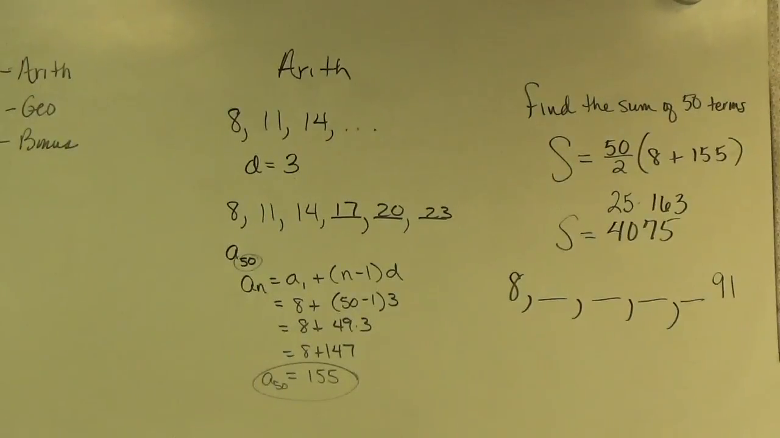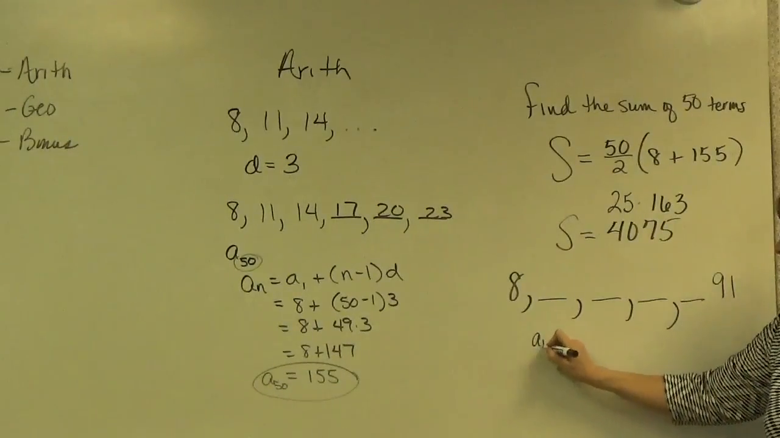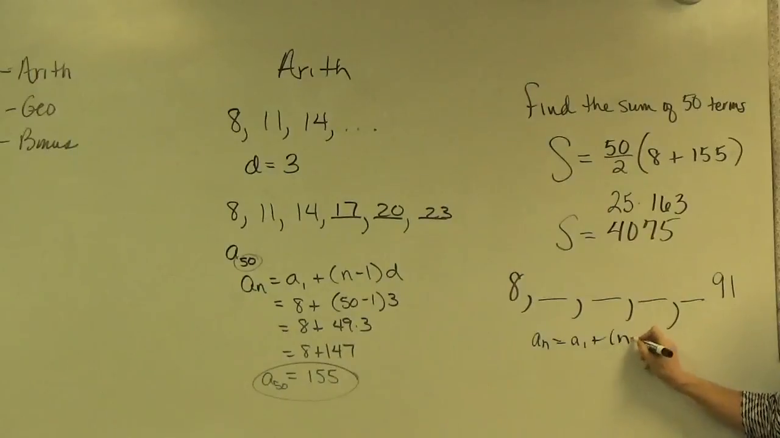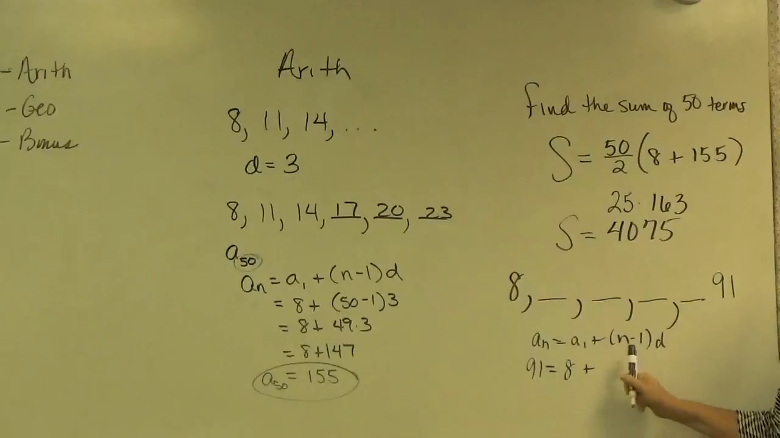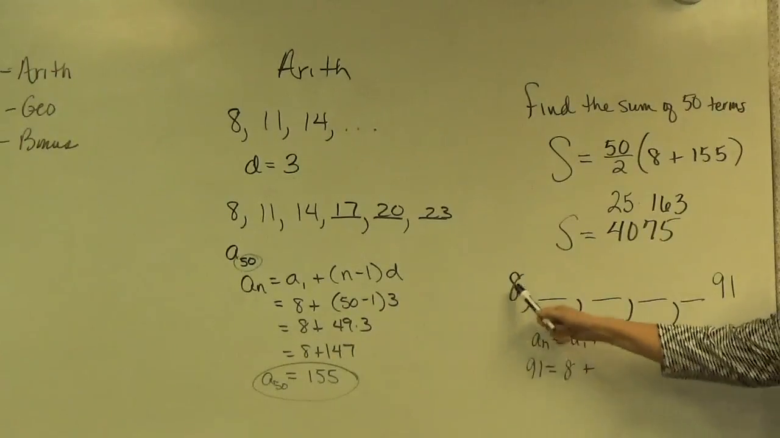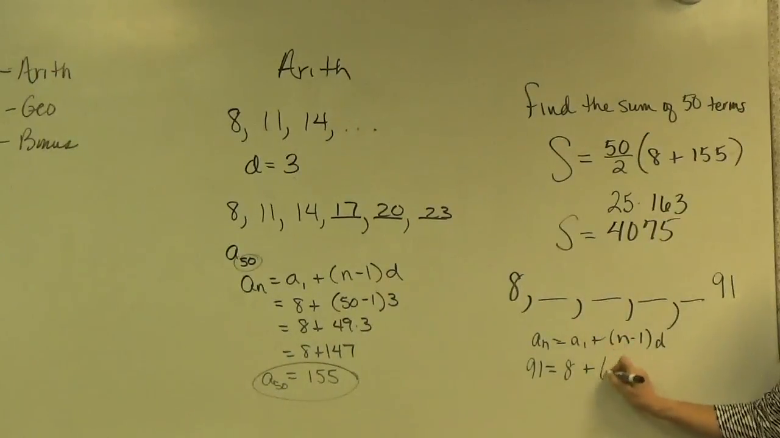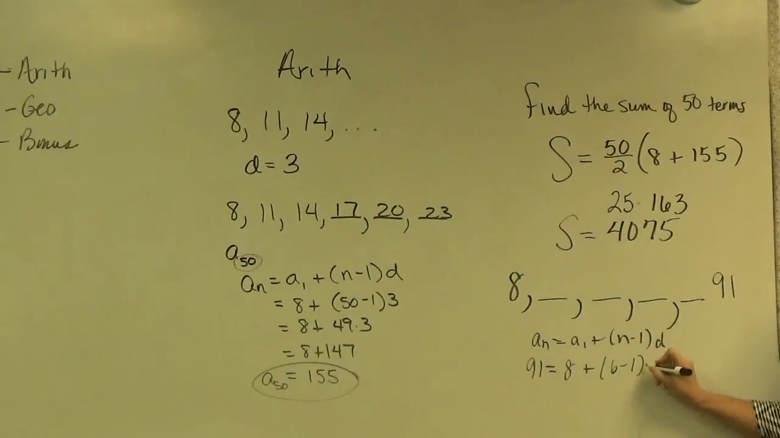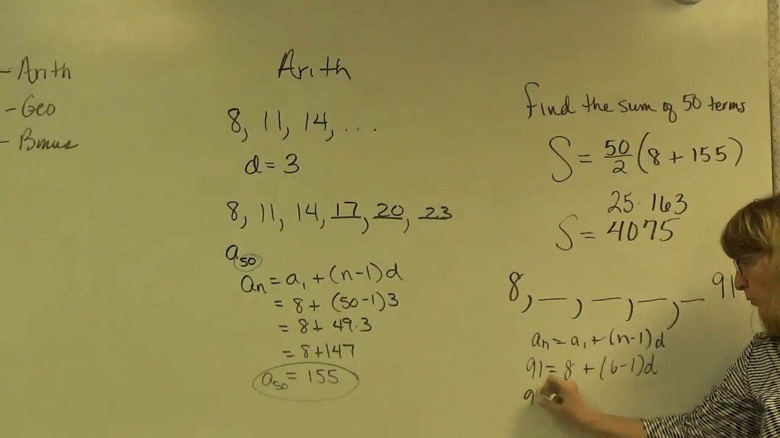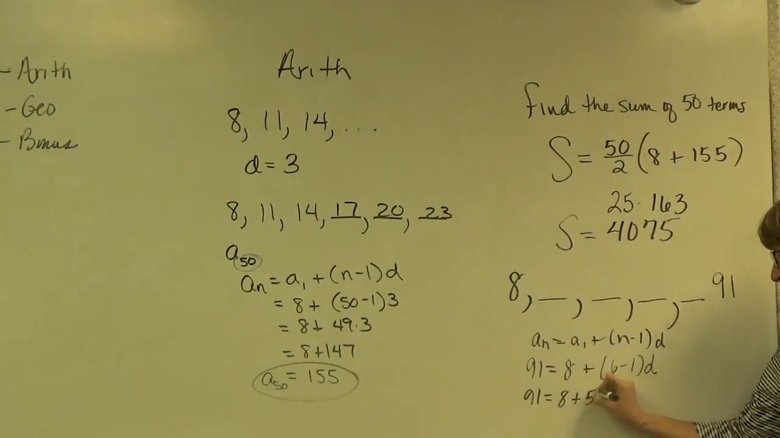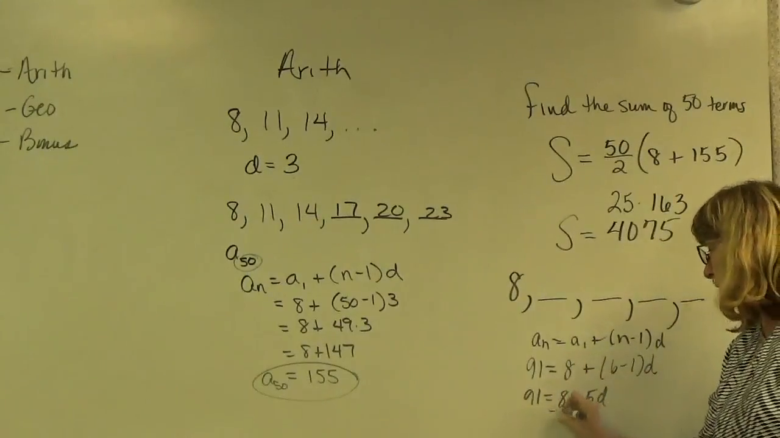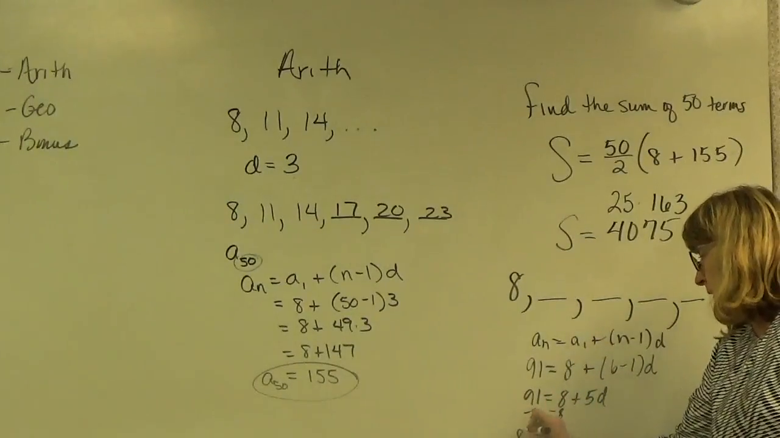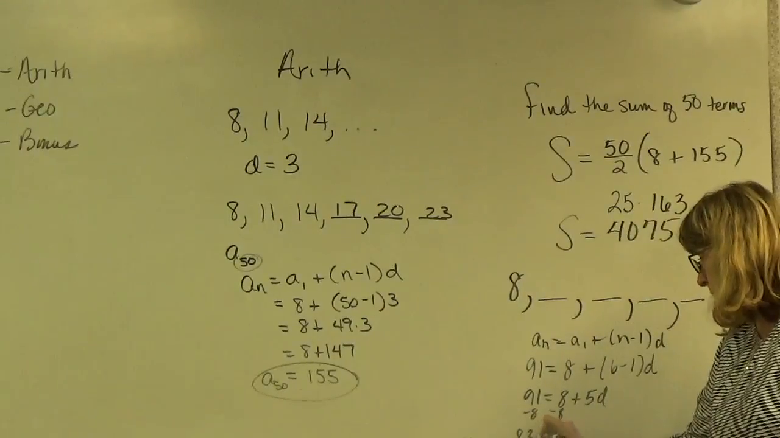So to find the difference, we're going to use this formula. We know a sub n is 91. We know the first term is 8. I know how many terms there are because I can count them: 1, 2, 3, 4, 5, 6. And what's the difference? We don't know. So if 91 equals 8 plus 5d, what would we do to solve it to find d? Subtract 8 and then divide by 5. What was that, 83?